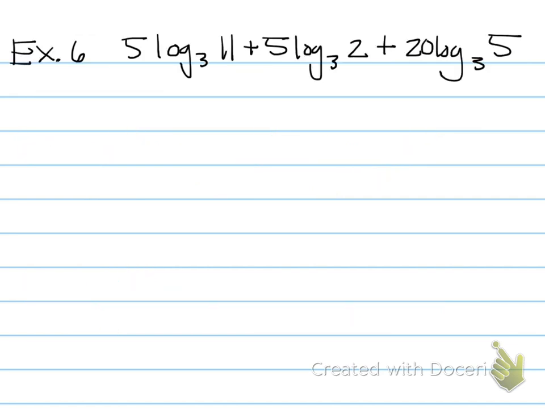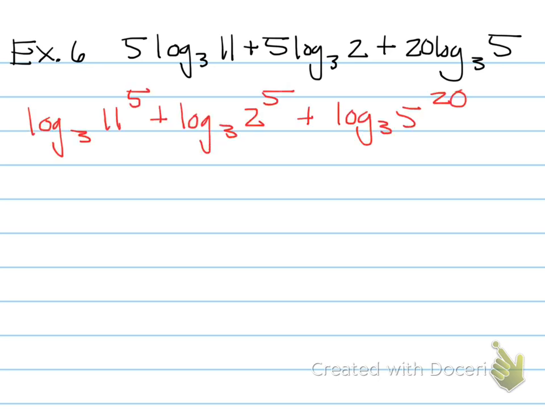Alright, we want to condense this one also. We want to start by bringing the exponents up to what we're taking the logs of. So log base 3 of 11 to the 5th plus log base 3 of 2 to the 5th plus log base 3 of 5 to the 20th power. And whenever you're adding logs, that's the same thing as multiplying them whenever you condense the logarithm. So we're going to have log base 3 of 11 to the 5th times 2 to the 5th times 5 to the 20th.